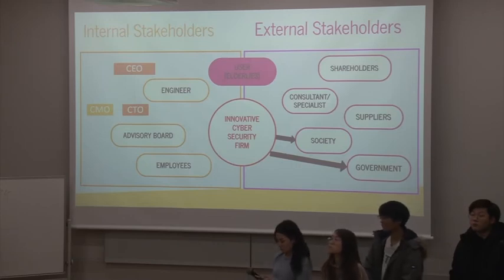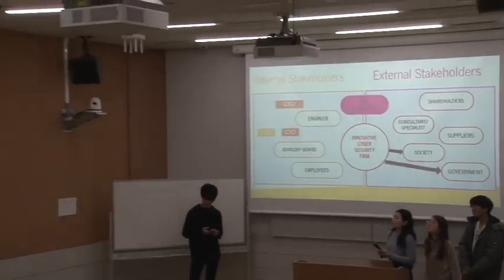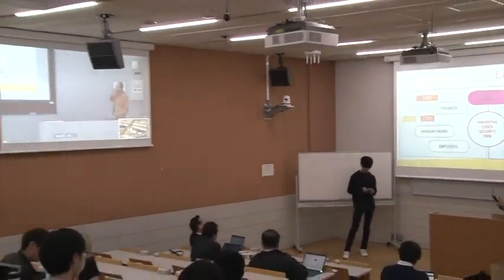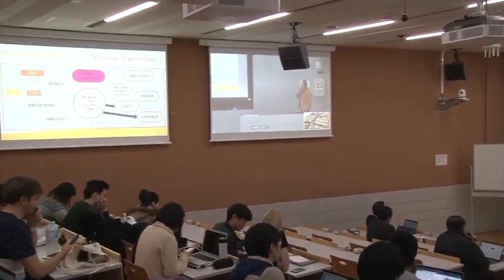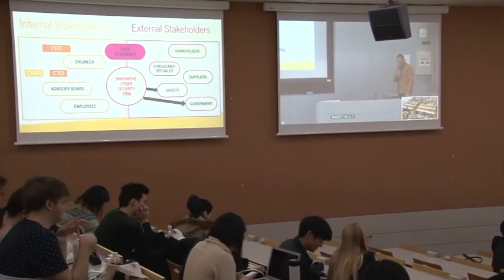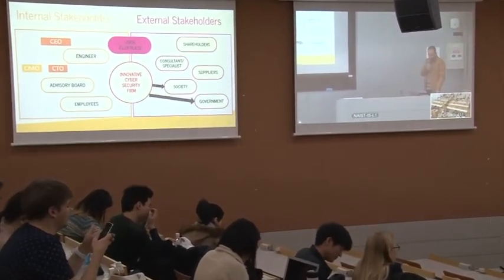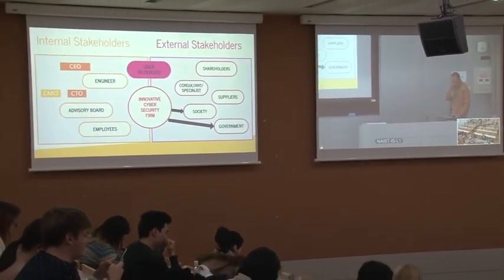And yes, from here, I would like to talk about types of stakeholders. There are basically two types of stakeholders that we would like to discuss: internal stakeholders and external stakeholders. Regarding internal stakeholders, the organization chart of the firm includes chief level members, advisory board, and fellow employees.